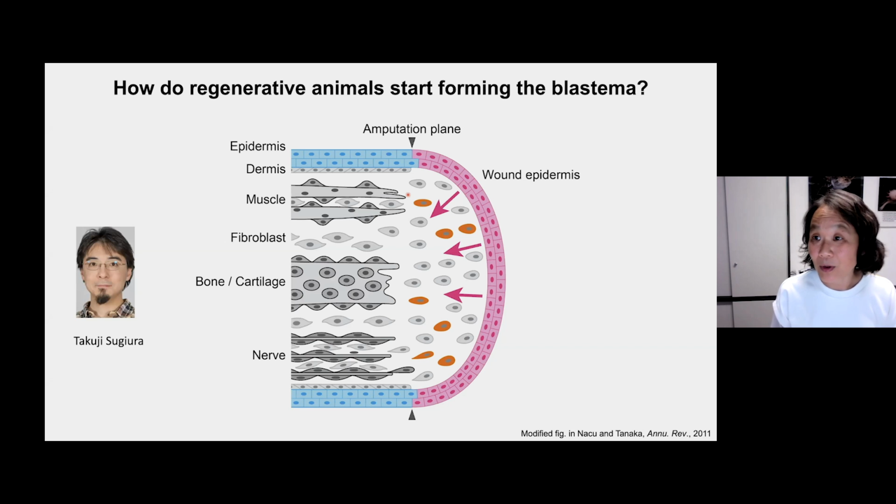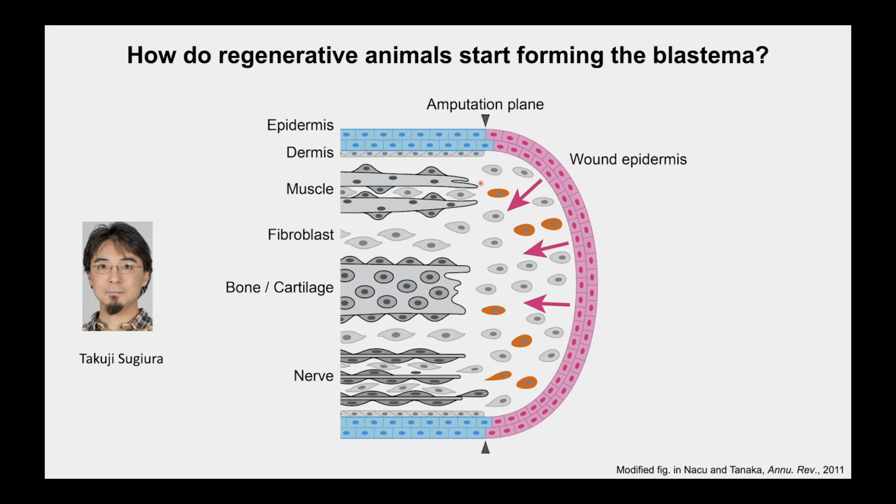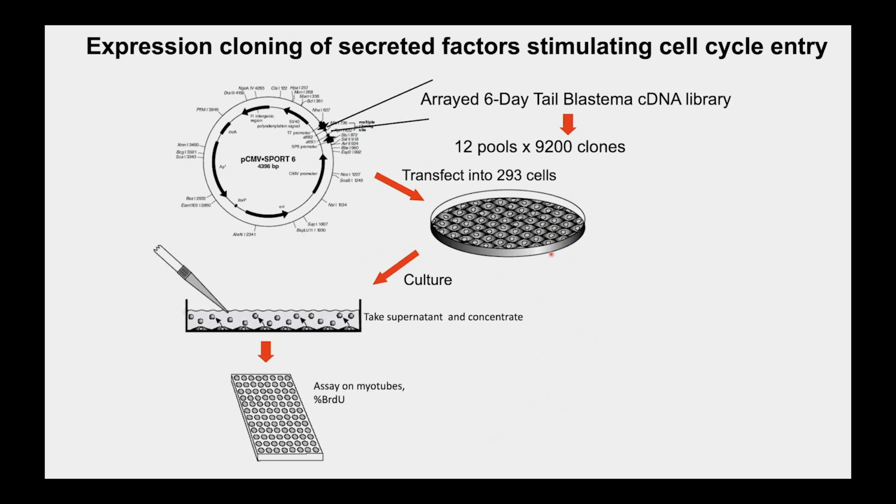So in the last few minutes of the talk, I wanted to just talk about one other way that we're trying to now understand species differences in regeneration at the protein level. So this is the work of Takuji Sugiura, and we have known for many years that this wound epidermis is absolutely essential for the ability of this regenerated structure to grow. Now, Takuji performed a really amazing functional expression cloning approach to identify a previously unknown factor that's expressed in the wound epidermis and required for this growth process.